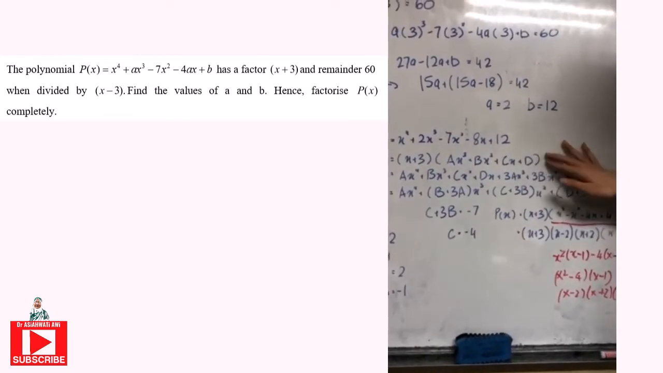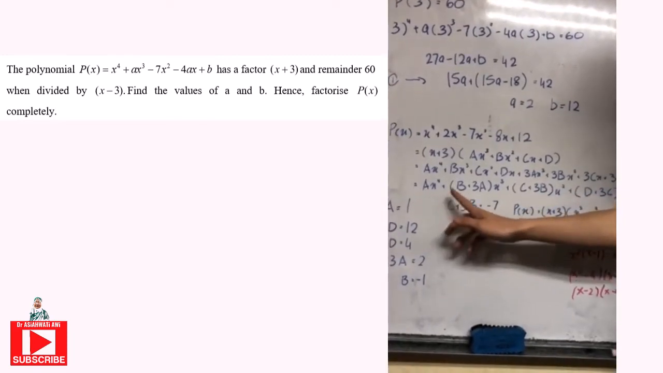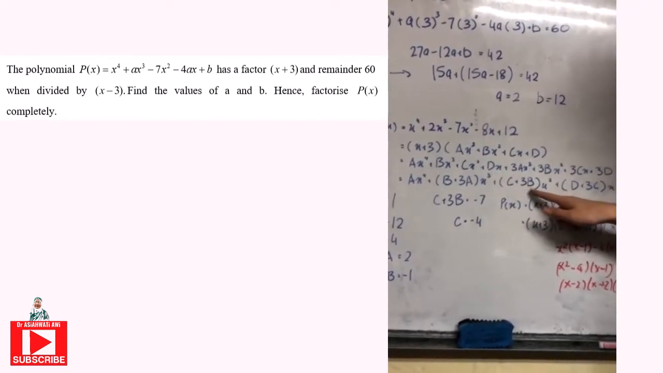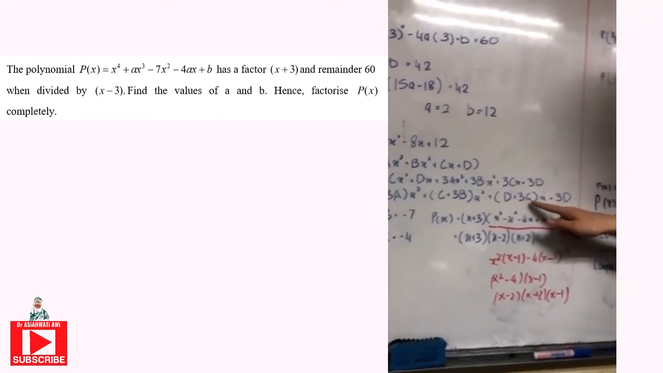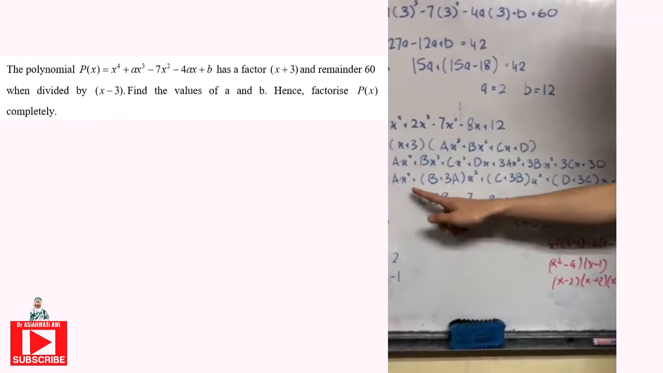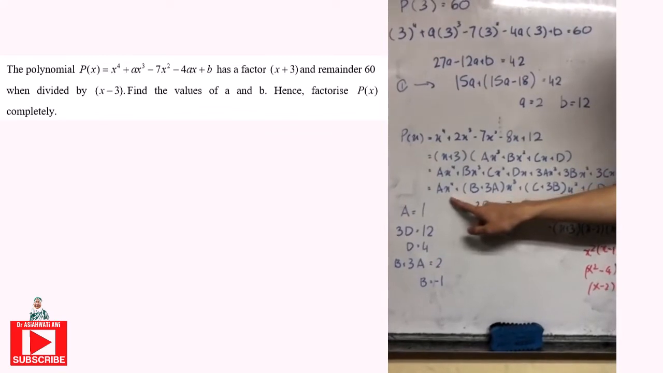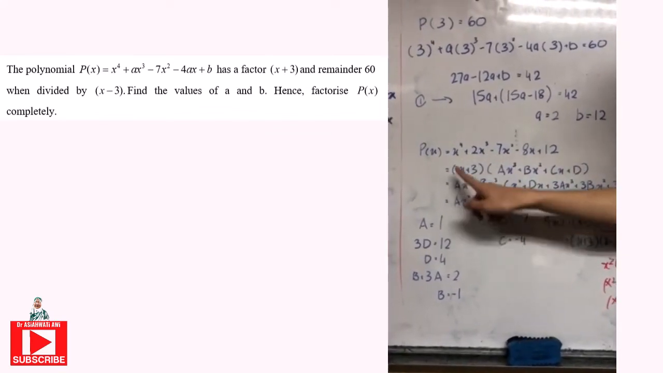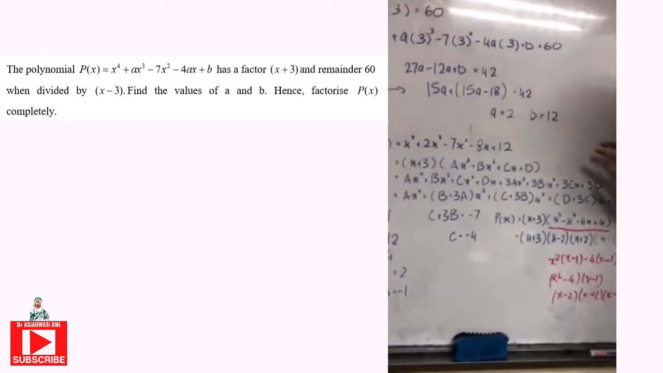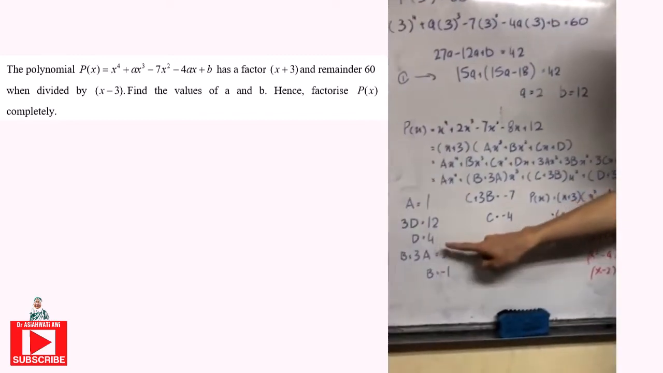So we expand this and group the terms together, and we will get ax to the power 4 plus (b plus 3a)x cubed plus (c plus 3b)x squared plus (d plus 3c)x plus 3d. So we compare the coefficients. The first is x to the power 4, so we get a equals 1. The second one is to compare the constant, so 3d equals 12, so d equals 4.